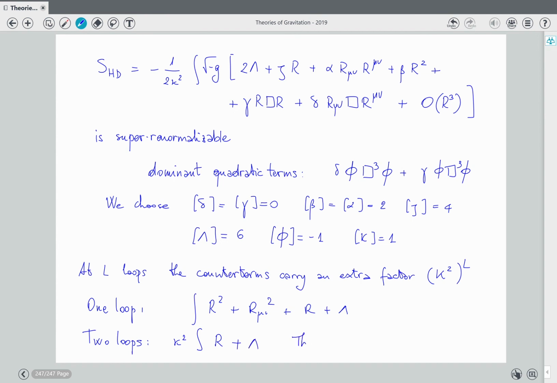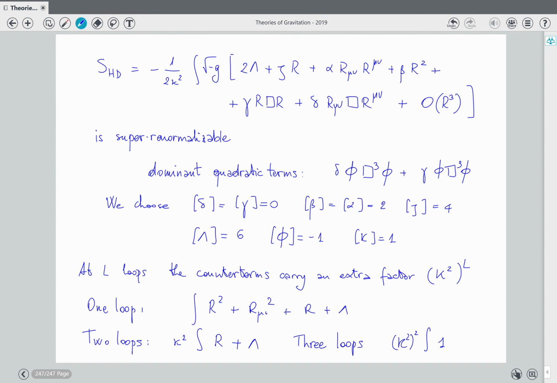At 3 loops you have k squared squared, k to the 4th, and that means that you can only multiply by the cosmological term. At 4 loops you don't have any divergence. So in a super-renormalizable theory, the number of divergent terms quickly disappears after a certain order of the perturbative expansion.